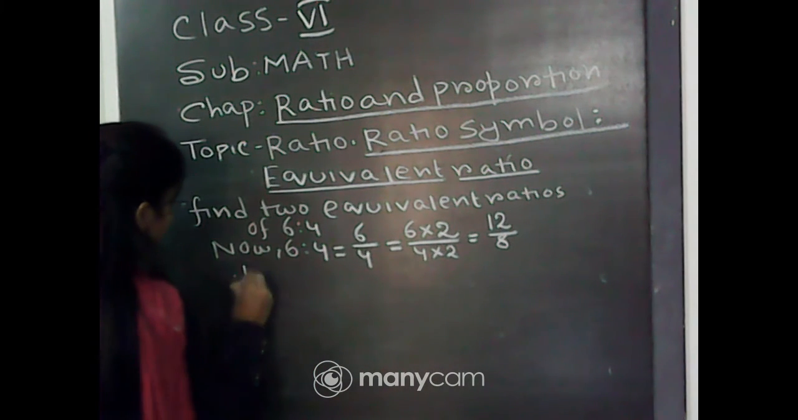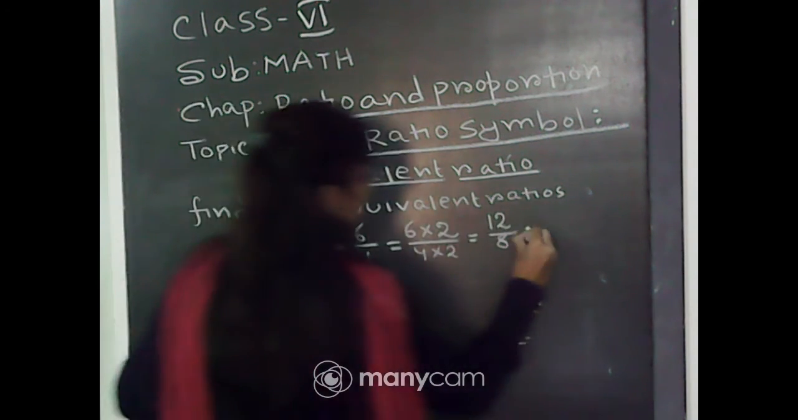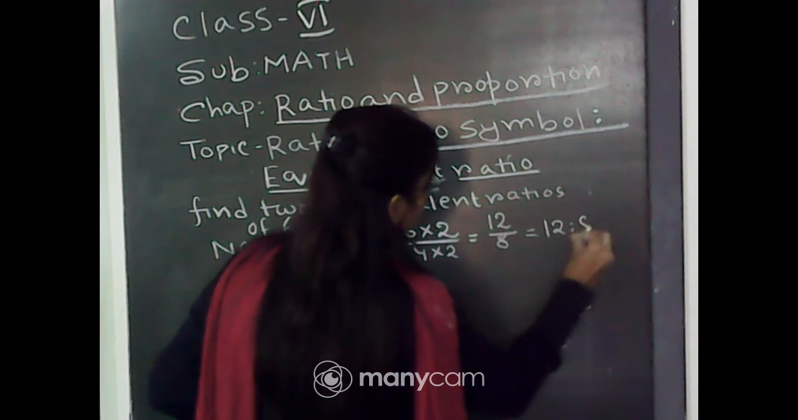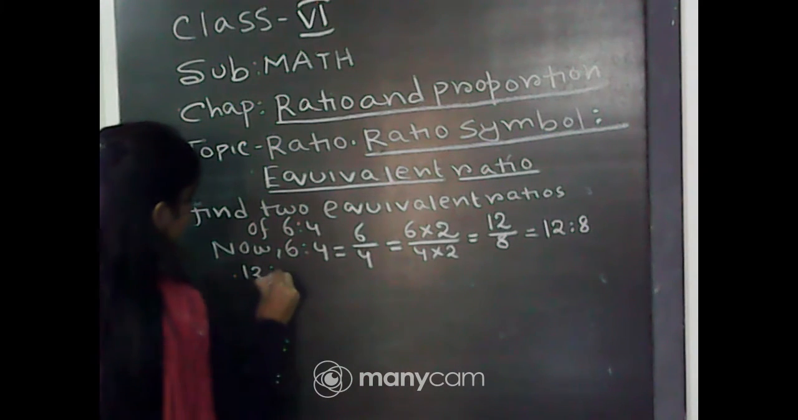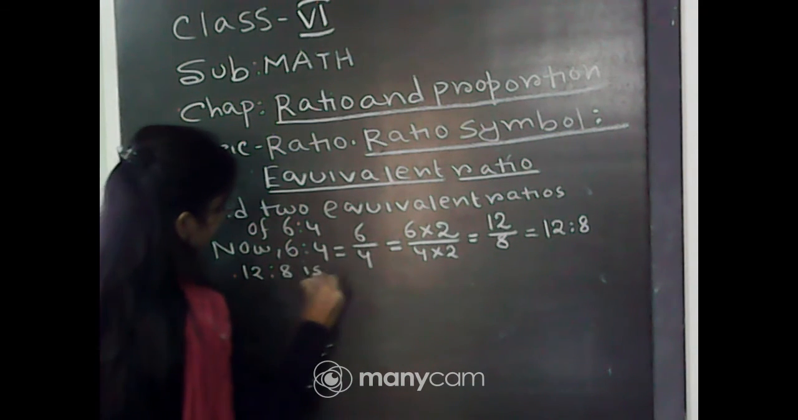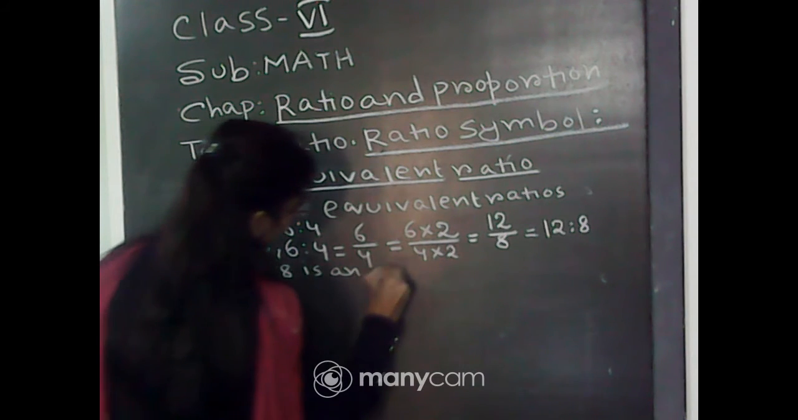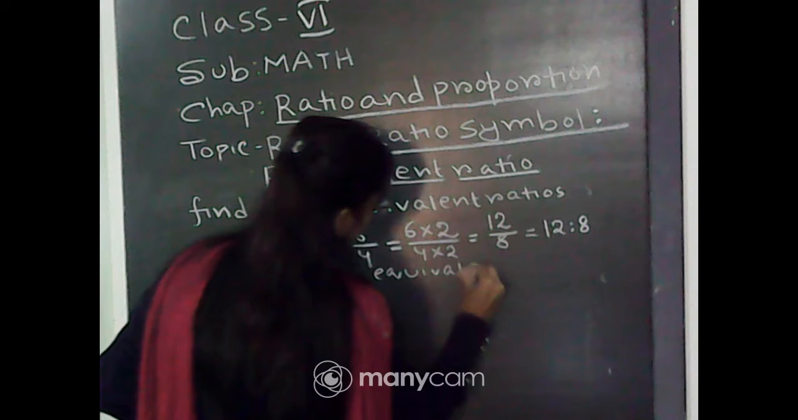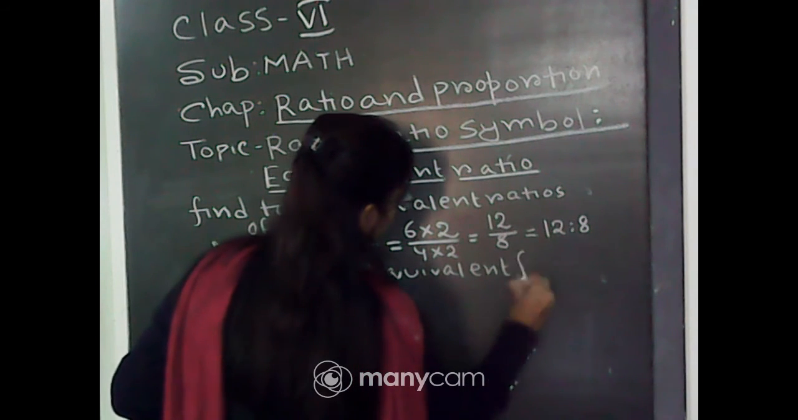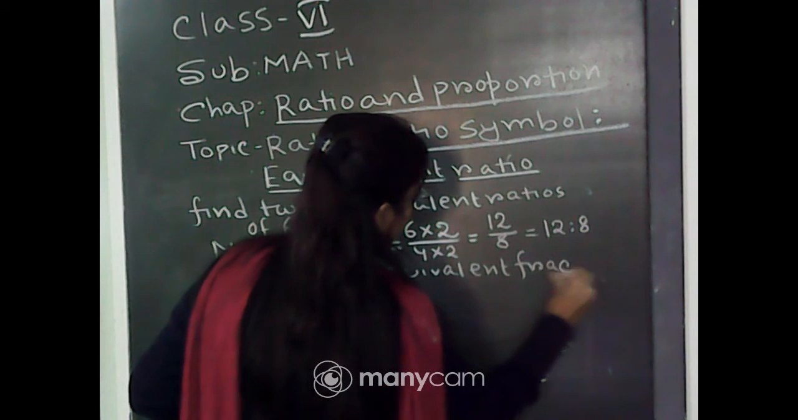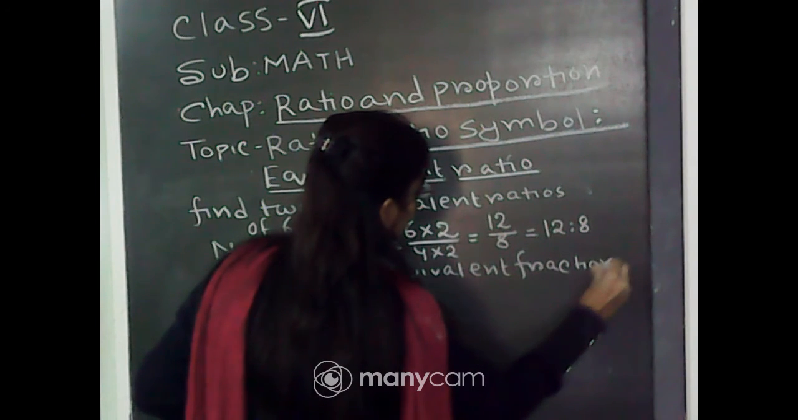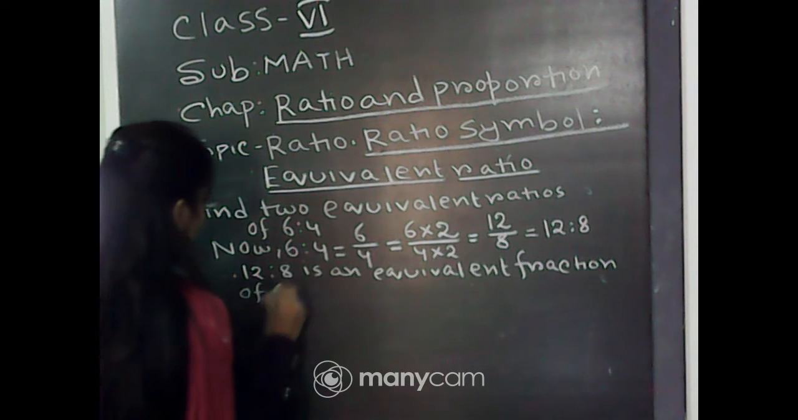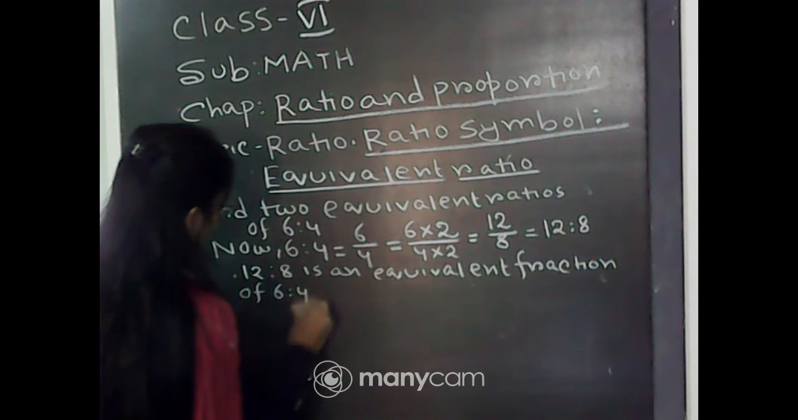Therefore, this is also equal to 12 is to 8. Therefore, 12 is to 8 is an equivalent ratio of 6 is to 4.